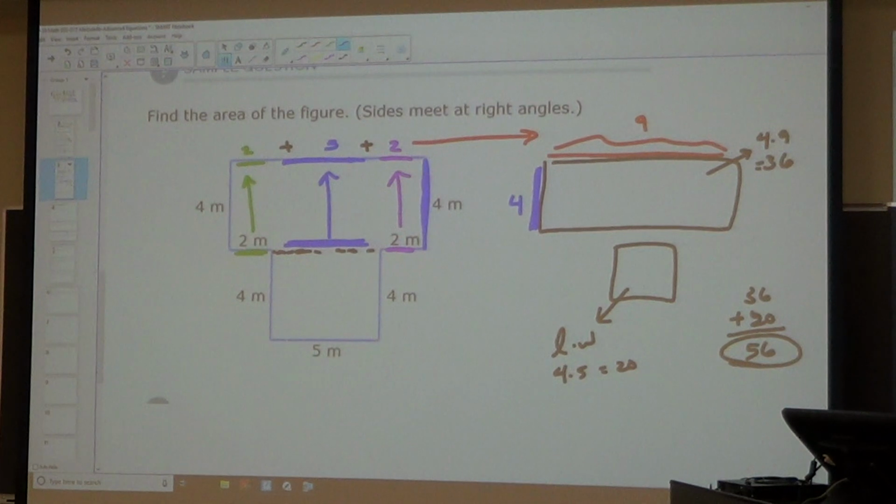4 is coming from this piece right here. And that 9 is coming from the 2 plus 5 plus 2 at the top. And then down at the bottom, that square is 4 by 5, which is 20. 36. Okay. You good? Yeah.